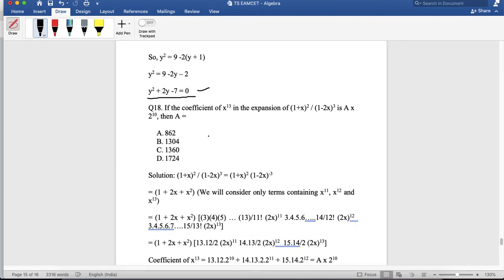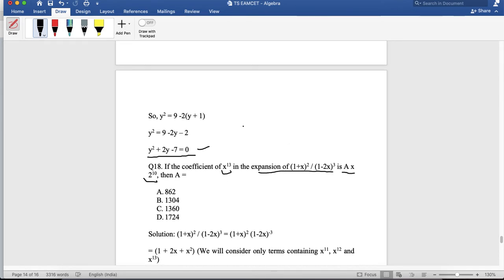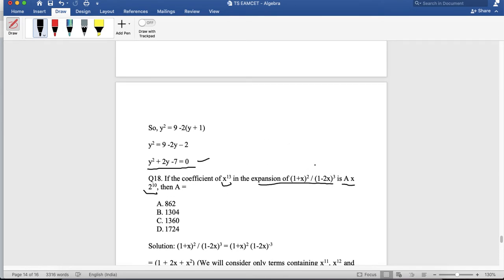So done. Now question 18. If the coefficient of x raised to the power 13 in the expansion of this is a into 2 raised to the power 10, then a is equal to what? So this is a very similar question to the above.